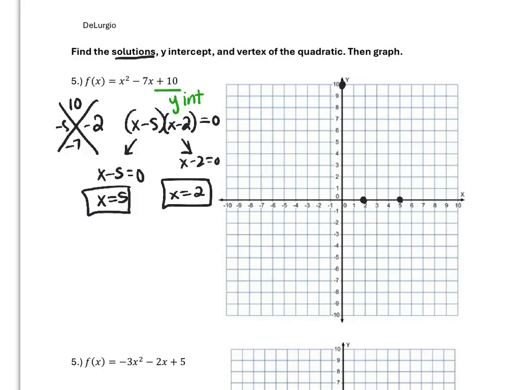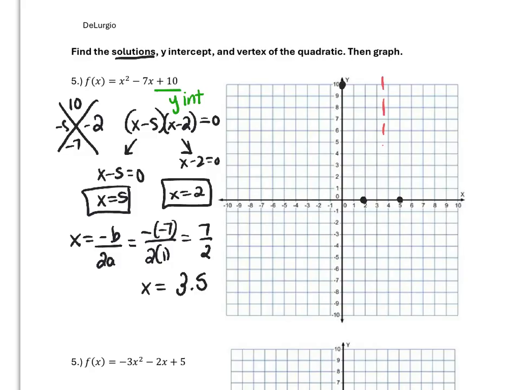Then I need to find the equation of my axis of symmetry. So x equals -b over 2a. -b would be 7 over 2 times 1, which is a. So we get 7 over 2, which is the same as 3.5. So my axis of symmetry is at x equals 3.5, so halfway between 3 and 4.